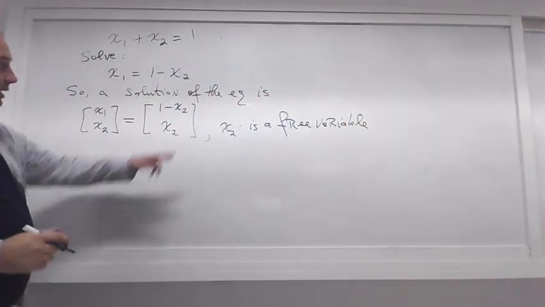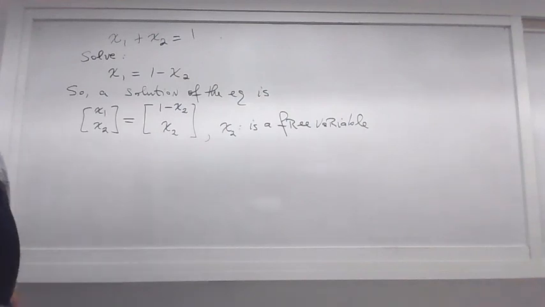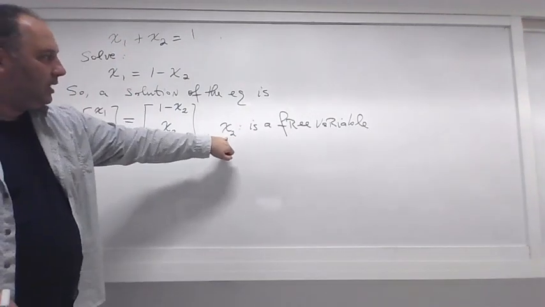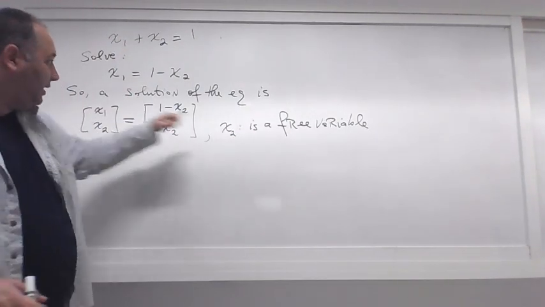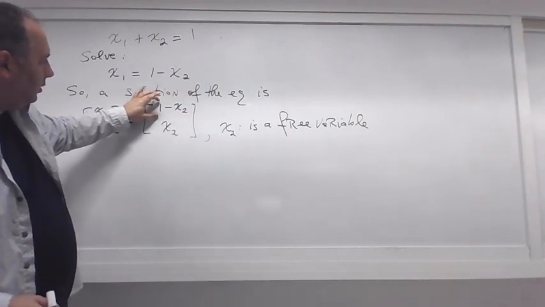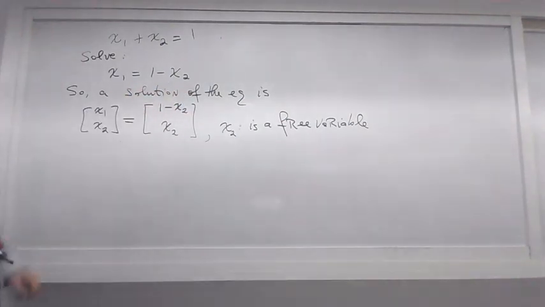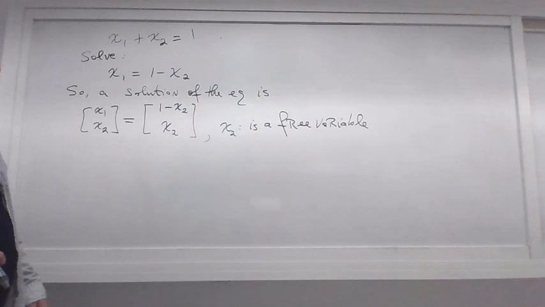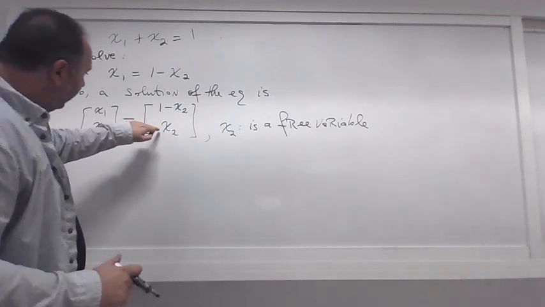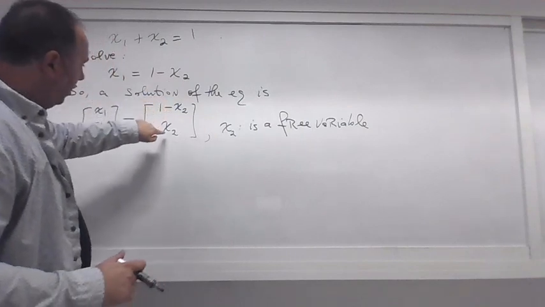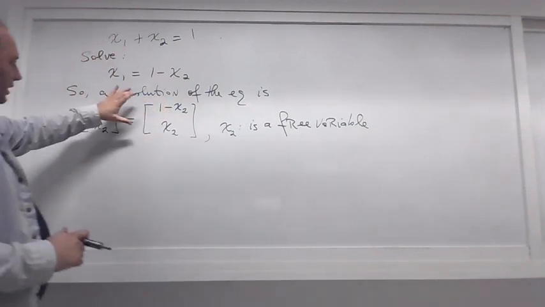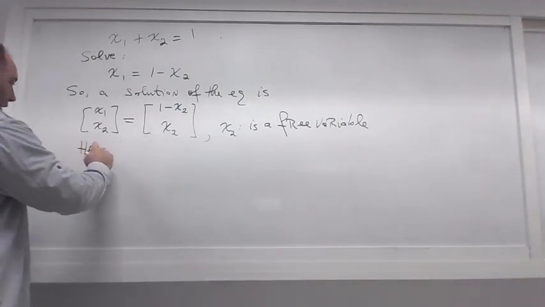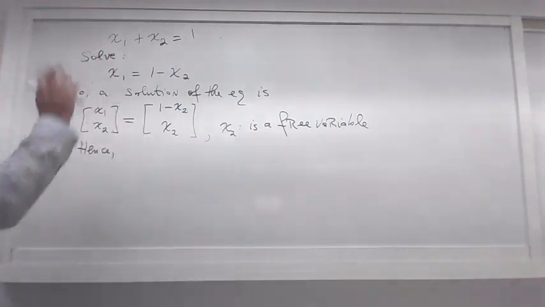Why? Well, because it's free. It can take any real value. So free variable means the variable can take any real value. But x1 needs to be calculated using this expression. So if I have x2 that is free, it can take any real value. There's infinitely many of them, which means I have infinitely many options here, and this option is 1 minus what I chose at the bottom. So that means that I have infinitely many of these couples. And that's where the infinitely many comes from.